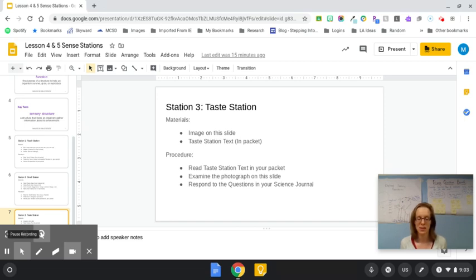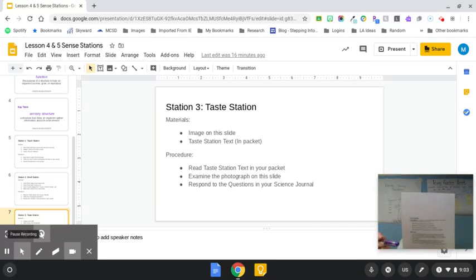You actually don't even need any materials from your science kit except for that packet with the directions and the text. The first thing you're going to do is to read this text, which is about the taste buds of a cow and how they are able to taste as well as they are.